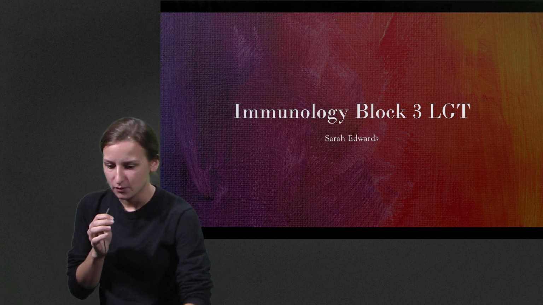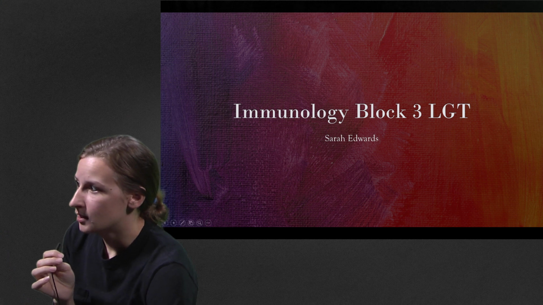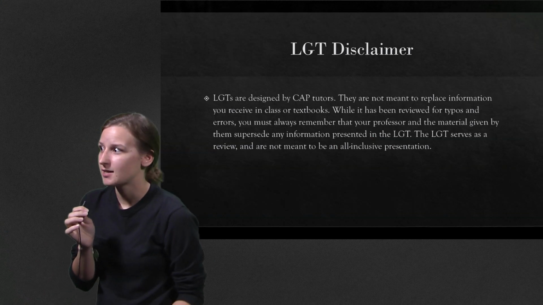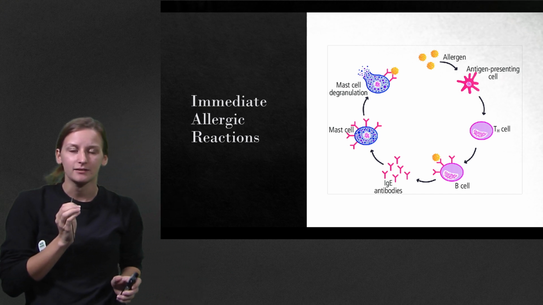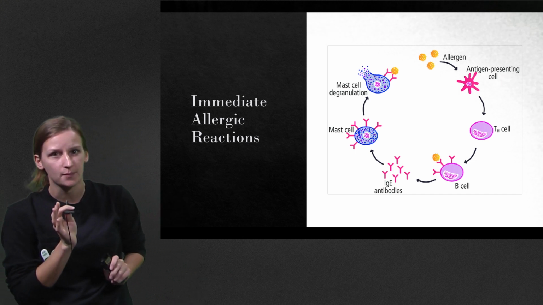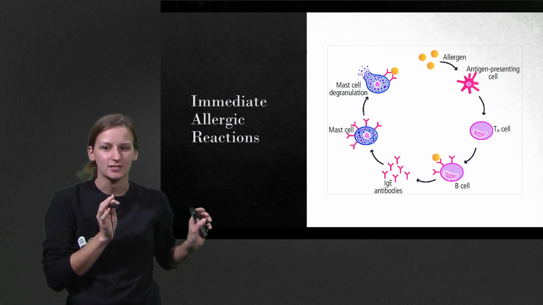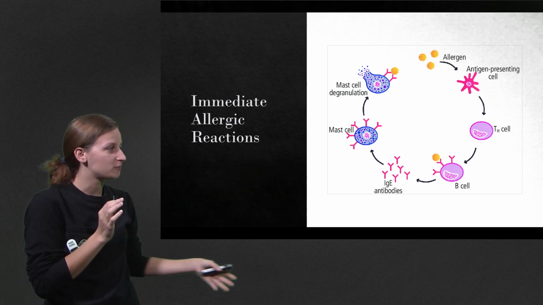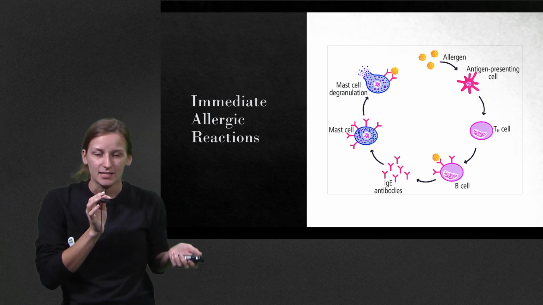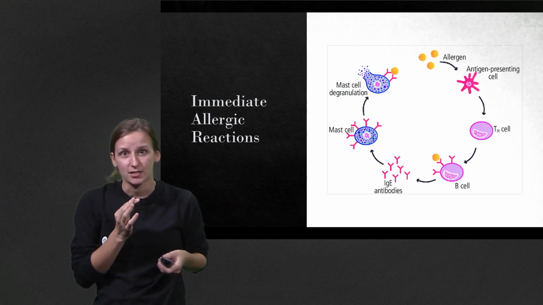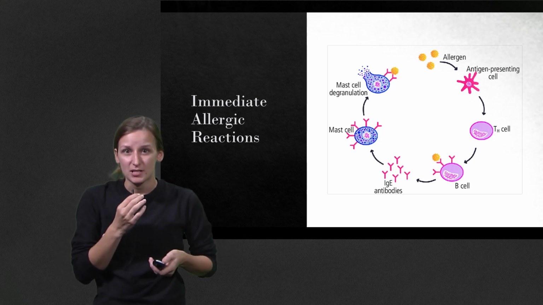So without further ado, let me make sure that this is actually going to shift around and change. Okay, awesome. Here's our disclaimer, and let's start with immediate allergic reactions. These are your type 1 hypersensitivities, and I have here just a summary, a wonderful little mechanism of an IgE antibody and a mast cell producing allergic reactions that can be pretty much instantaneous.